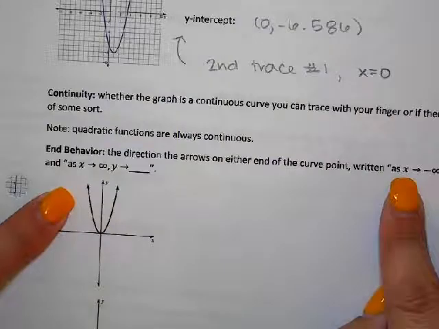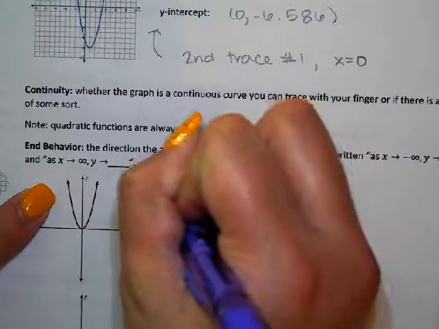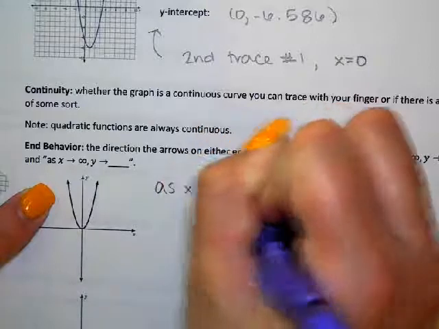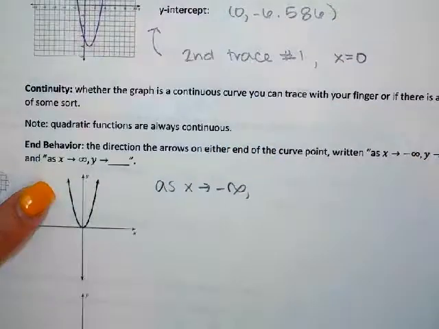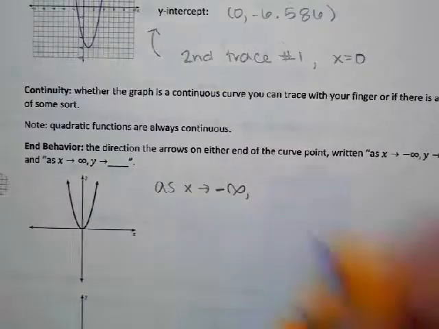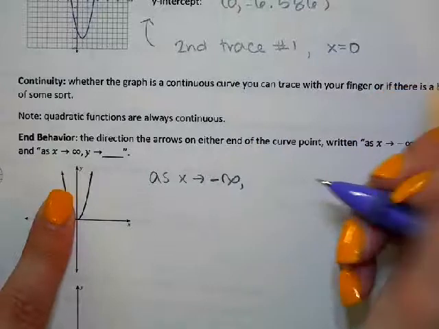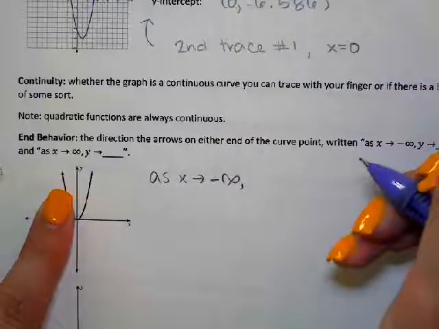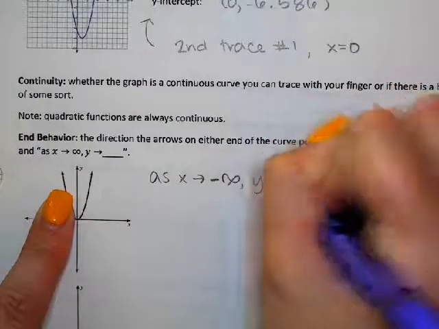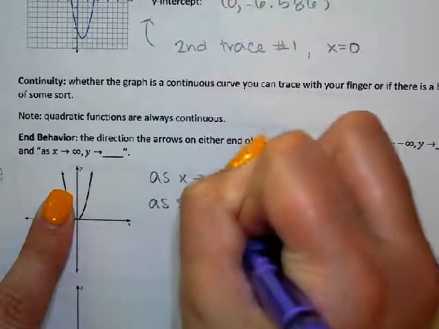Does anyone remember what it means when I write as x goes to negative infinity? What do I mean by that? I'm looking at the left arrow. So when I look at the left arrow on this picture, is it pointing up or down? It is pointing up. So y goes to positive infinity. As I look at the right arrow, what is the right arrow doing? It is pointing up as well. Okay?